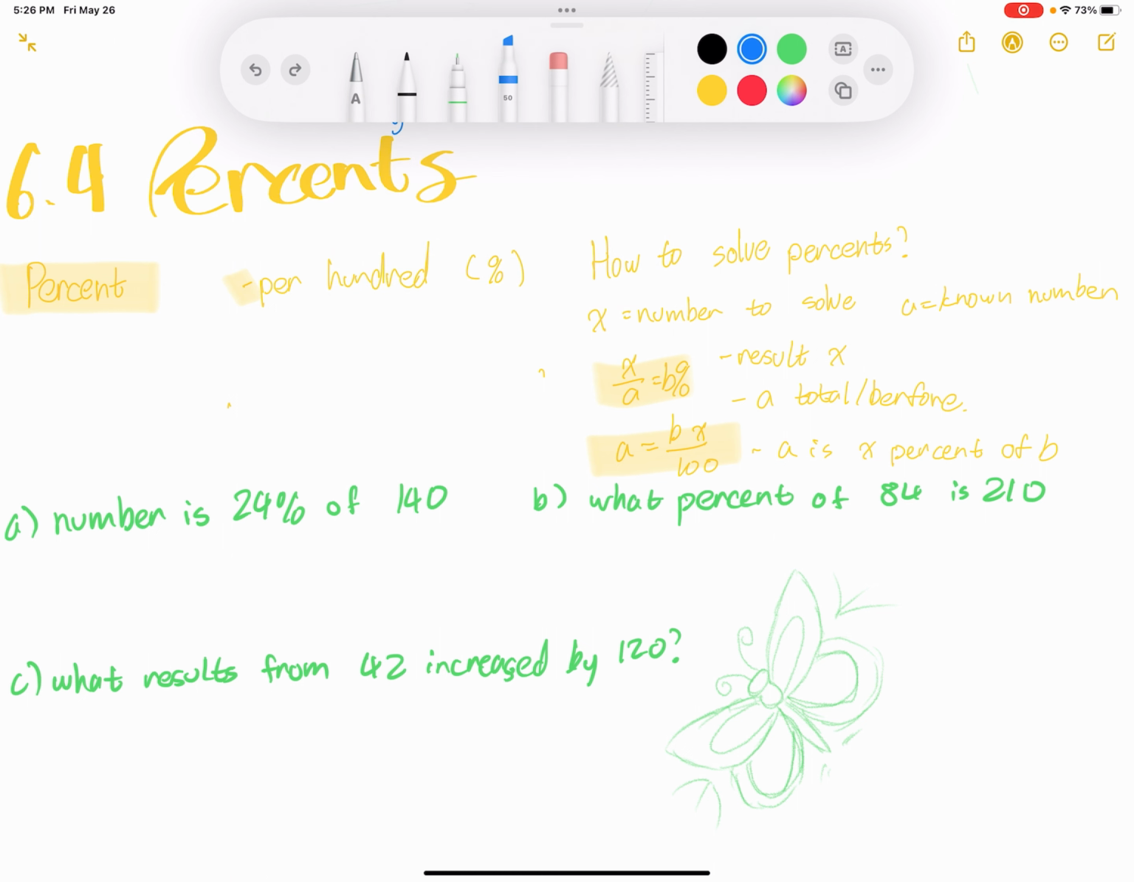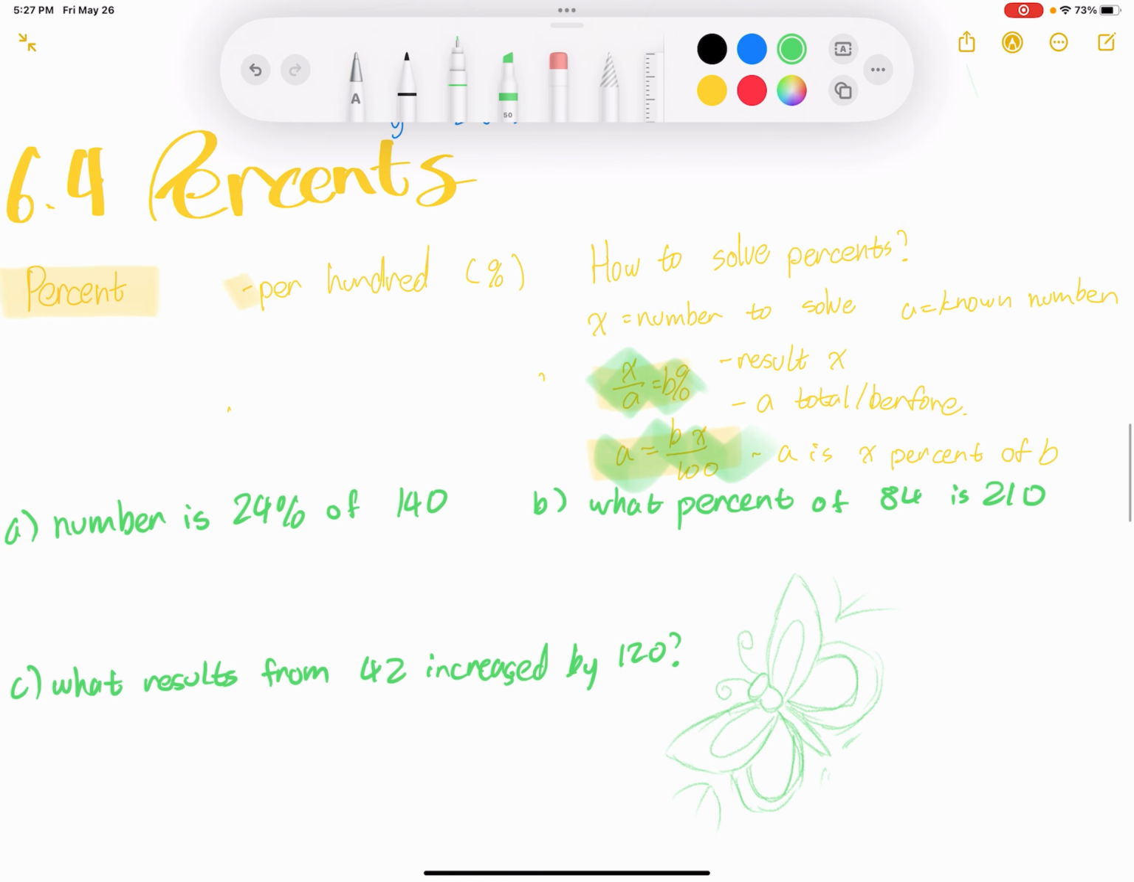One is this one. Second one is this one. So what's the difference between the two? The first one is x is the result of a times b percent. And then the second one is a, which is the total before change, equals b percent times x, or bx divided by 100. So now we'll be moving on to some calculation problems.